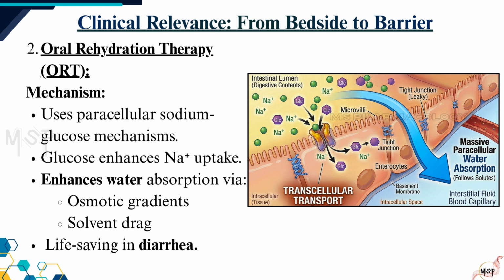One of the greatest medical triumphs in history is oral rehydration therapy. In cases of severe dehydration, like during cholera, we use the paracellular mechanism to save lives. By giving a specific balance of salt and glucose, we trigger a massive uptake of sodium. This creates a powerful osmotic gradient and solvent drag, literally pulling water through the paracellular gaps and back into the body. It's a simple solution to a complex physiological problem.